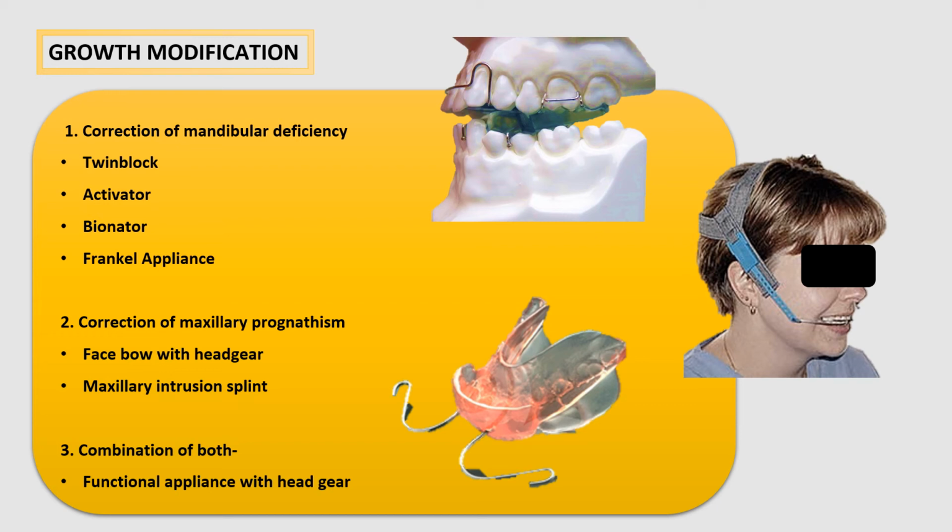You can also correct maxillary prognathism using a face bow with headgear or a maxillary intrusion splint, or you can use a combination of both, that is fixed functional appliance with headgear, or you can use several of these combinations to go about treating these patients and modifying growth.